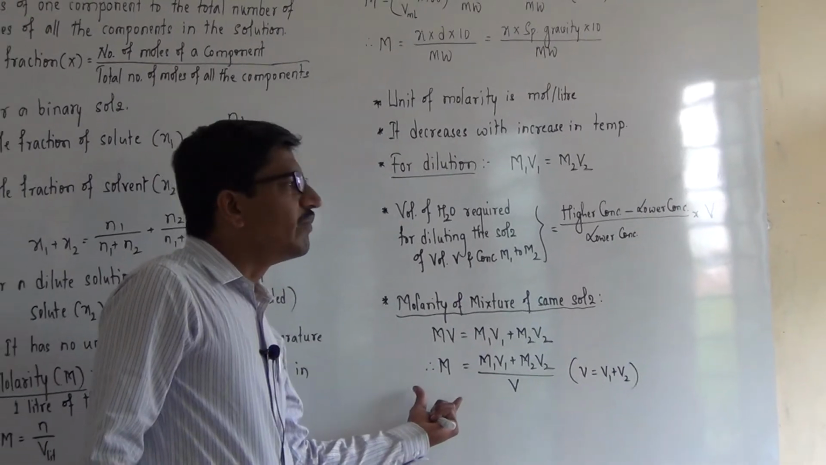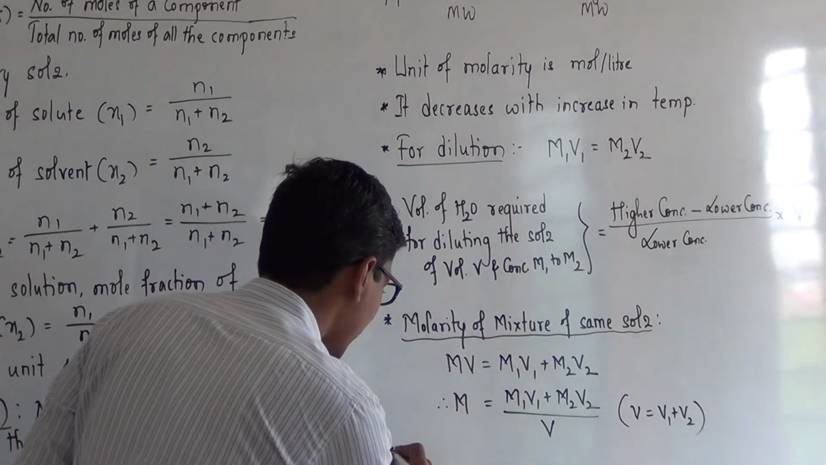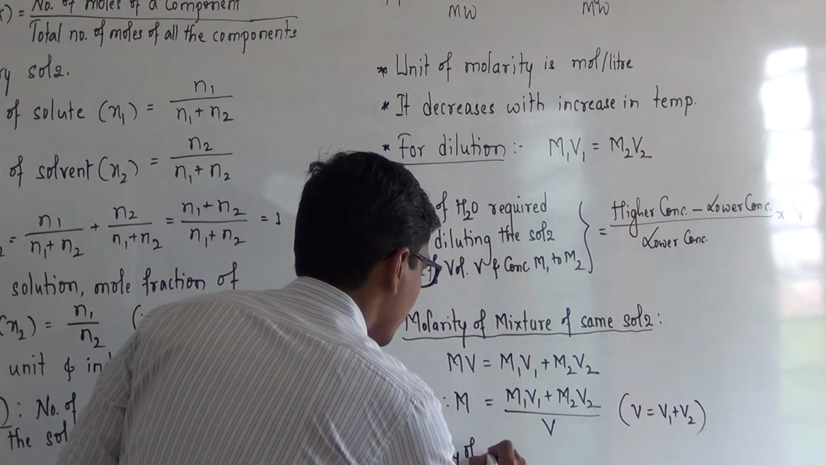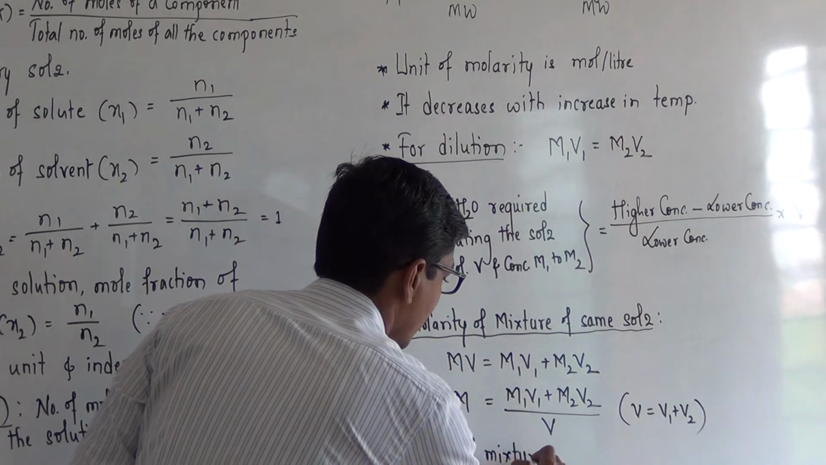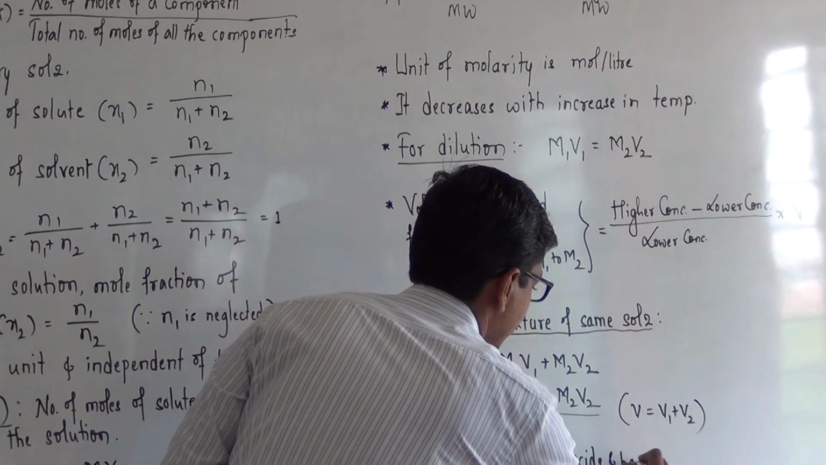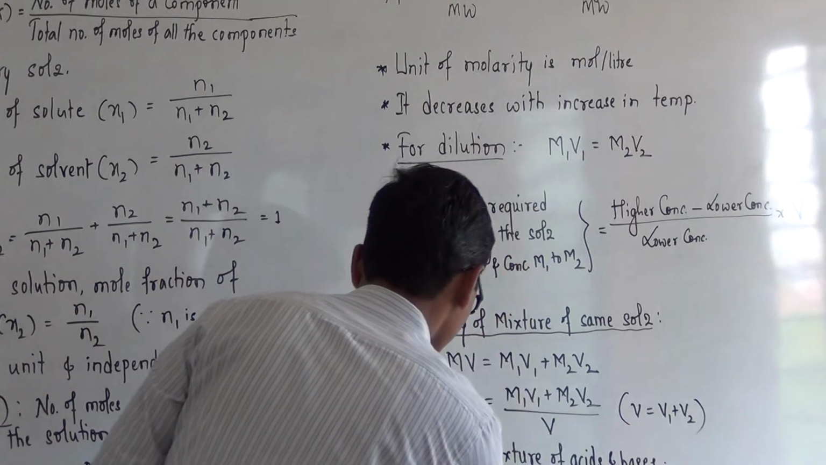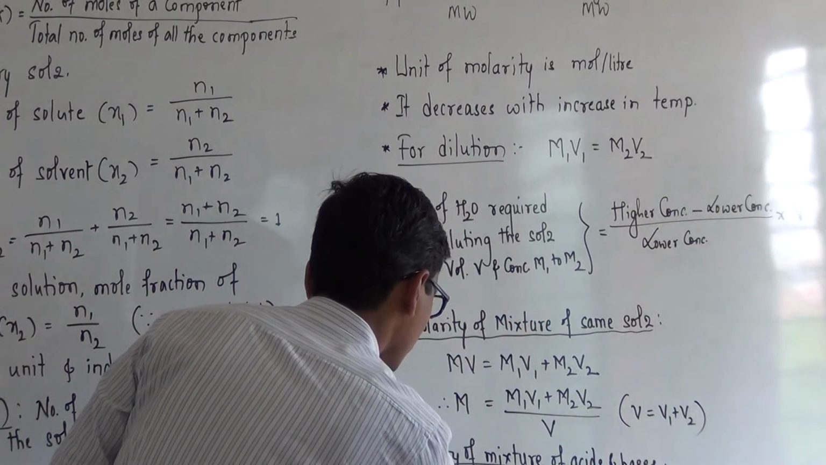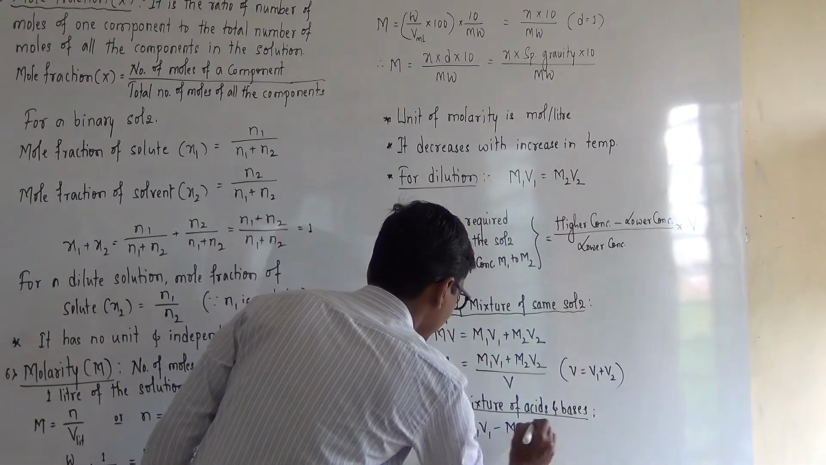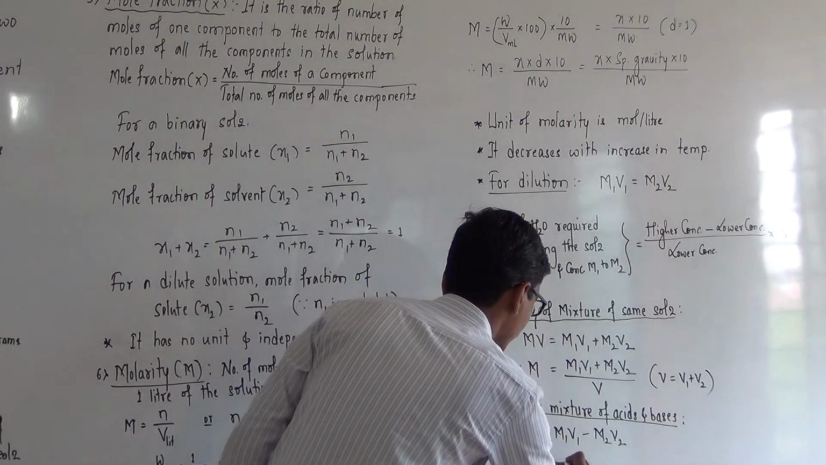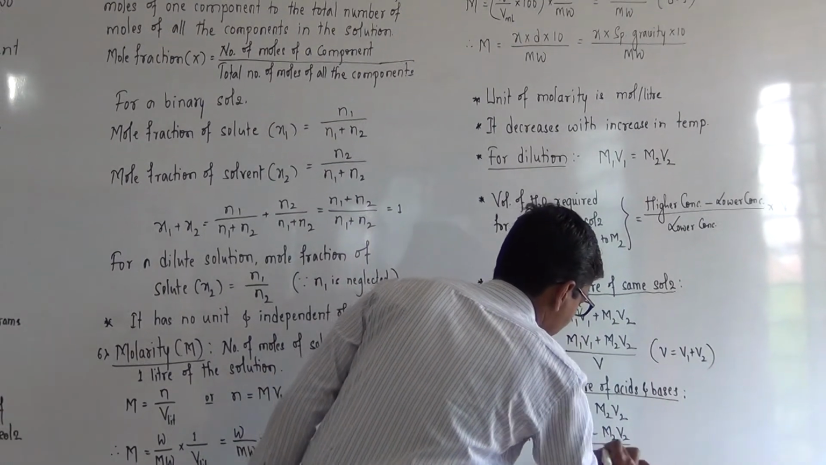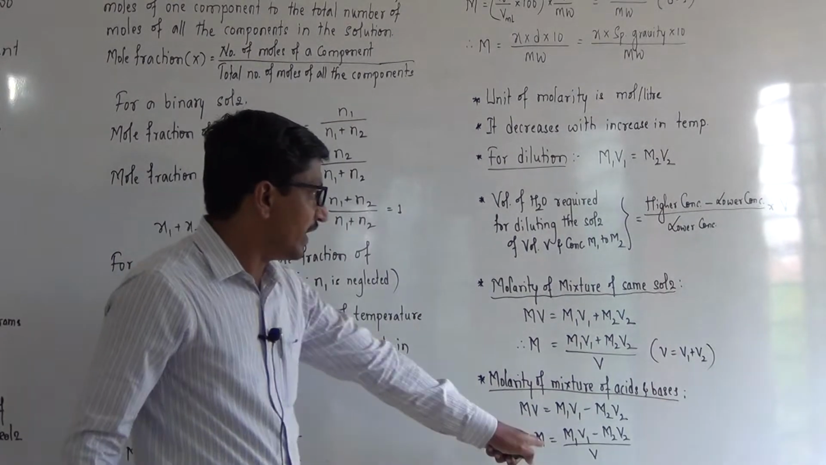And the molarity of a mixture of acids and base is calculated by using the formula MV is equal to M1 V1 minus M2 V2. Therefore, M is equal to M1 V1 minus M2 V2 divided by V. V is nothing but V1 plus V2.